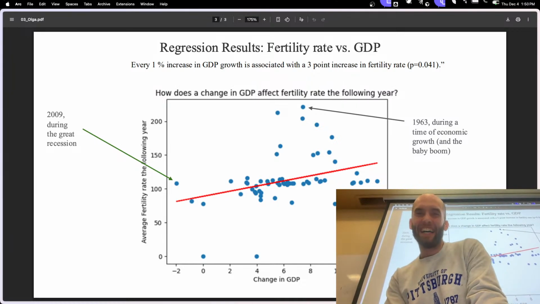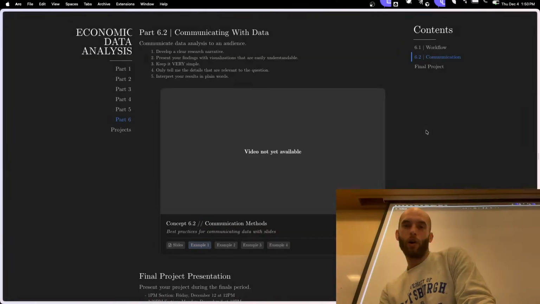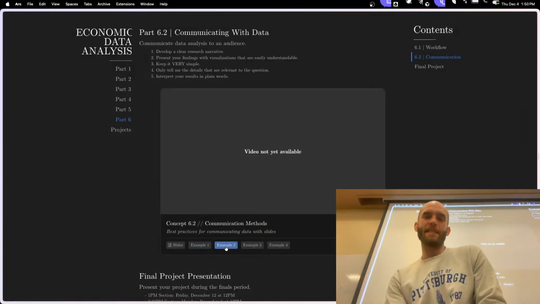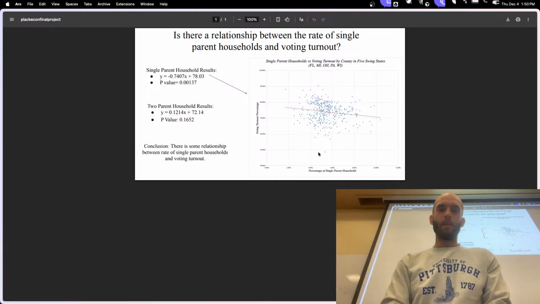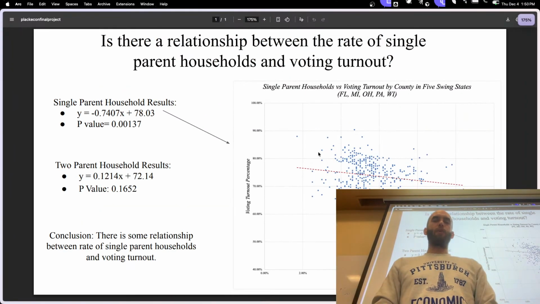Okay, should we do another one, or do we want to talk? Hands up if you want another one. Hands up if you want to talk. All right, one more. Example 2, and you can access these on the website. So this is another one of my favorites from the fall of 24.